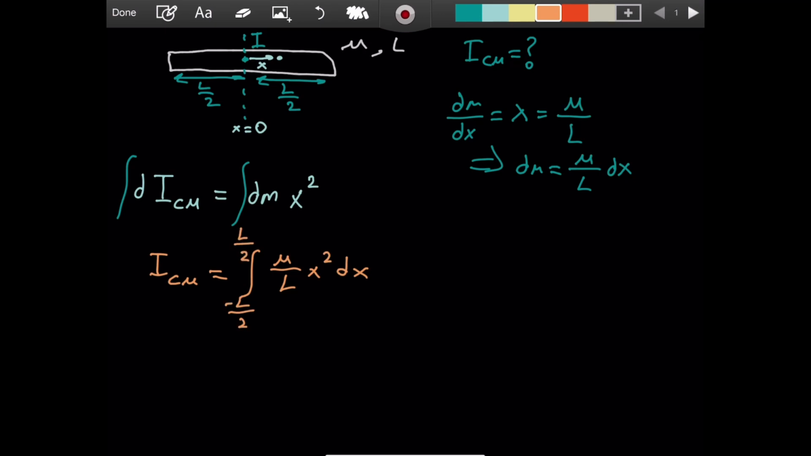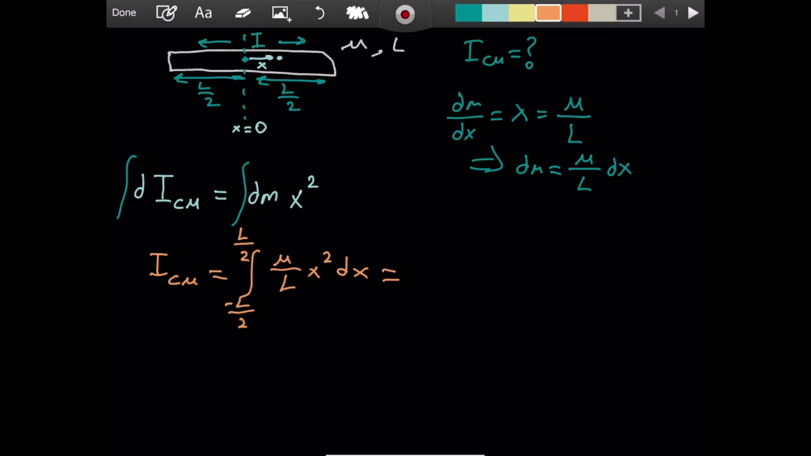Because notice this. We choose the axis of rotation as the 0. So it is the line at which x equals 0. To the right, x values increase. To the left, they decrease. So we don't start from 0 and end at L. We start from negative L over 2 and end at L over 2. This is the most crucial part of this derivation actually.